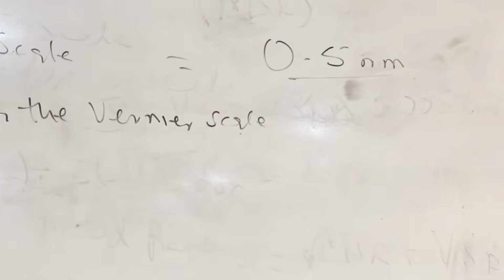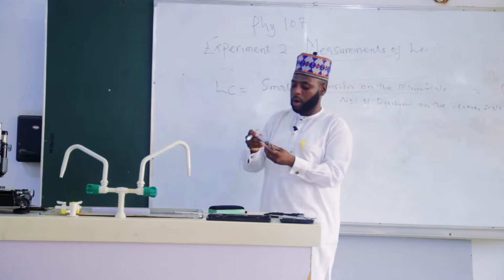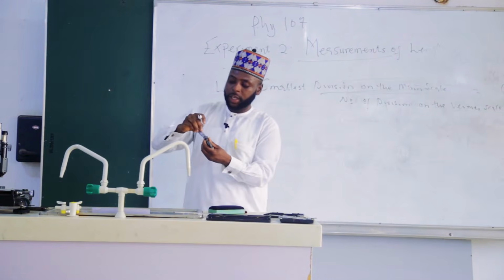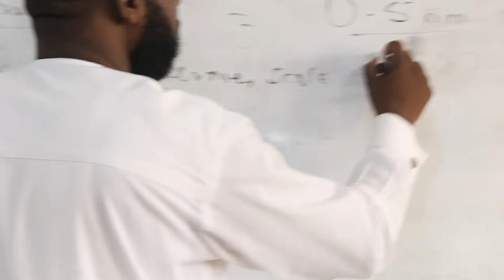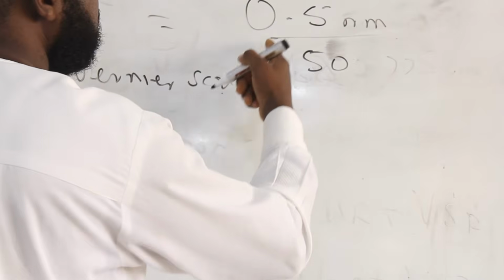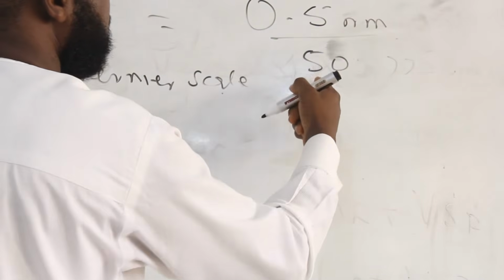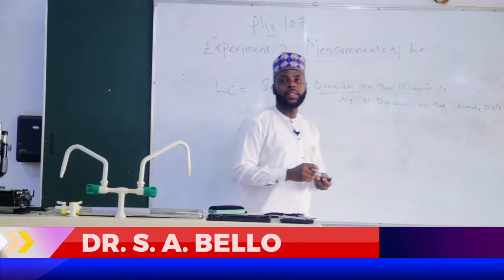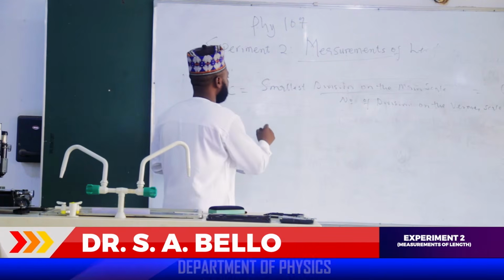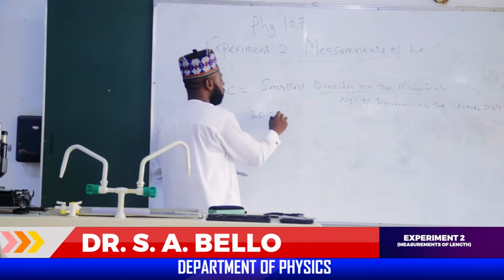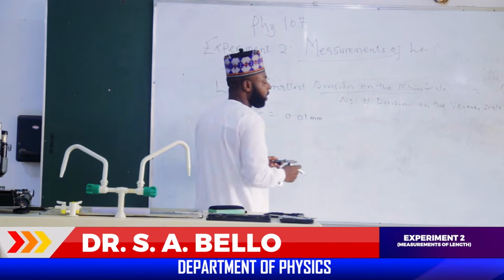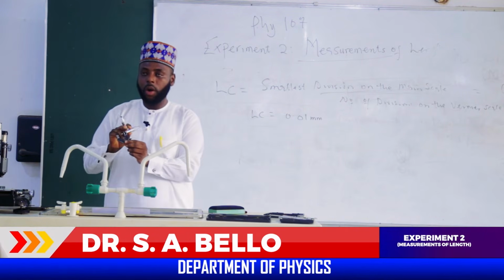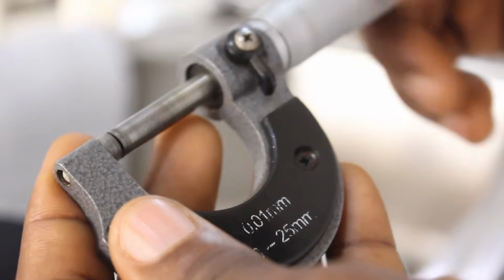So if you look at the number of divisions on the vernier scale, it is 50, as we identified on this instrument. So now we need to divide 0.5 millimeter by 50 to get our least count. So our least count is going to be 0.01 millimeter. And this is usually written on the instrument itself.